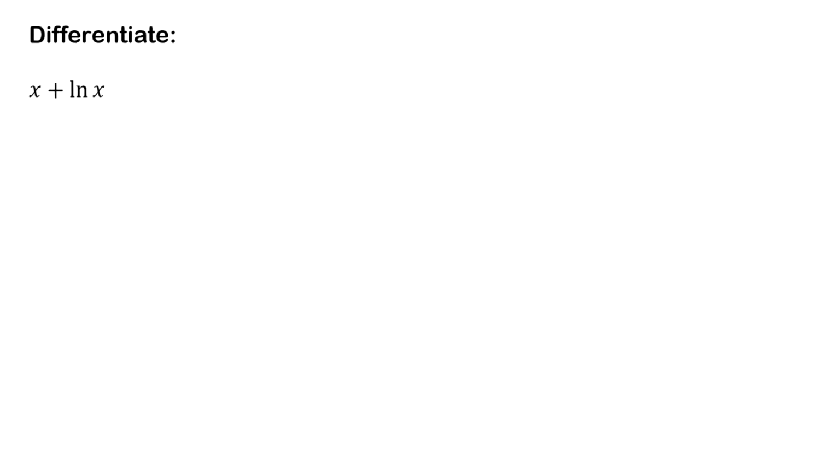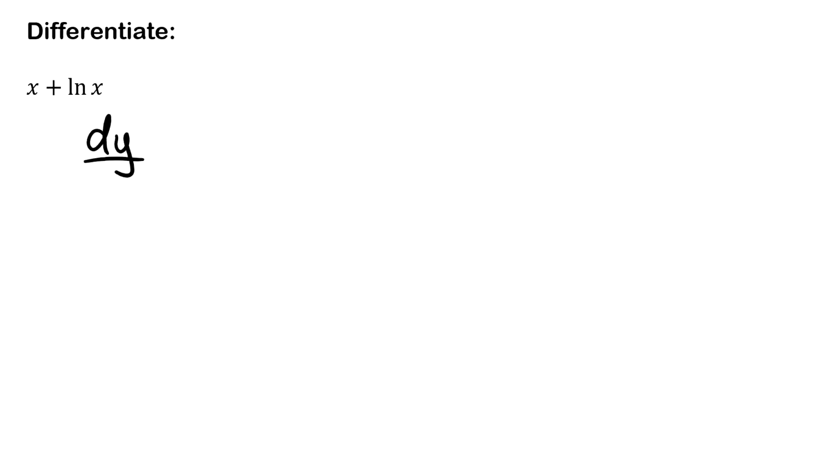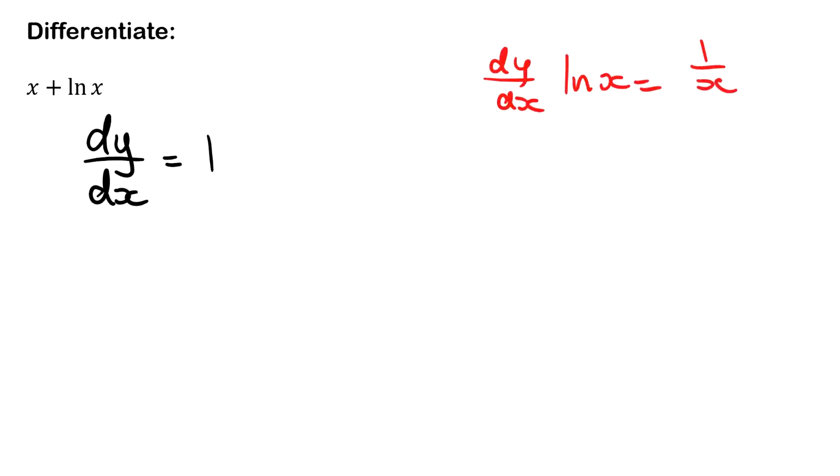Alright, so the first question we have is to differentiate x plus ln x. So we want to find dy/dx. Now we know that the differentiation of x is going to be 1, and remember our rule, if we had y equals ln x, dy/dx is going to equal 1 over x. So because we have plus ln x, we get 1 plus 1 over x. Alright, and that's all there is to that one.